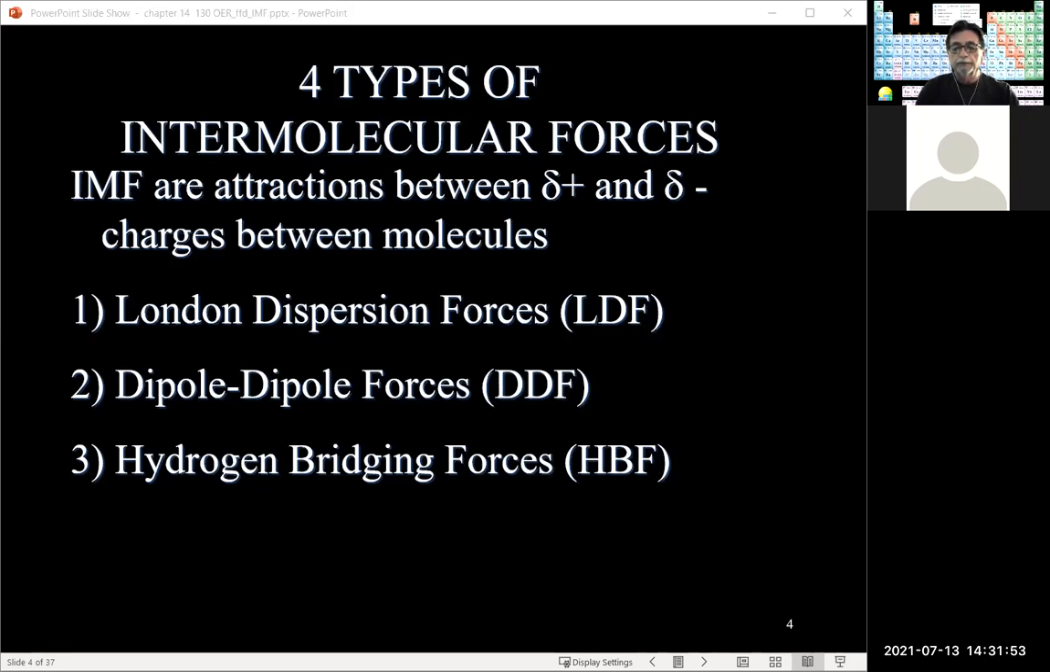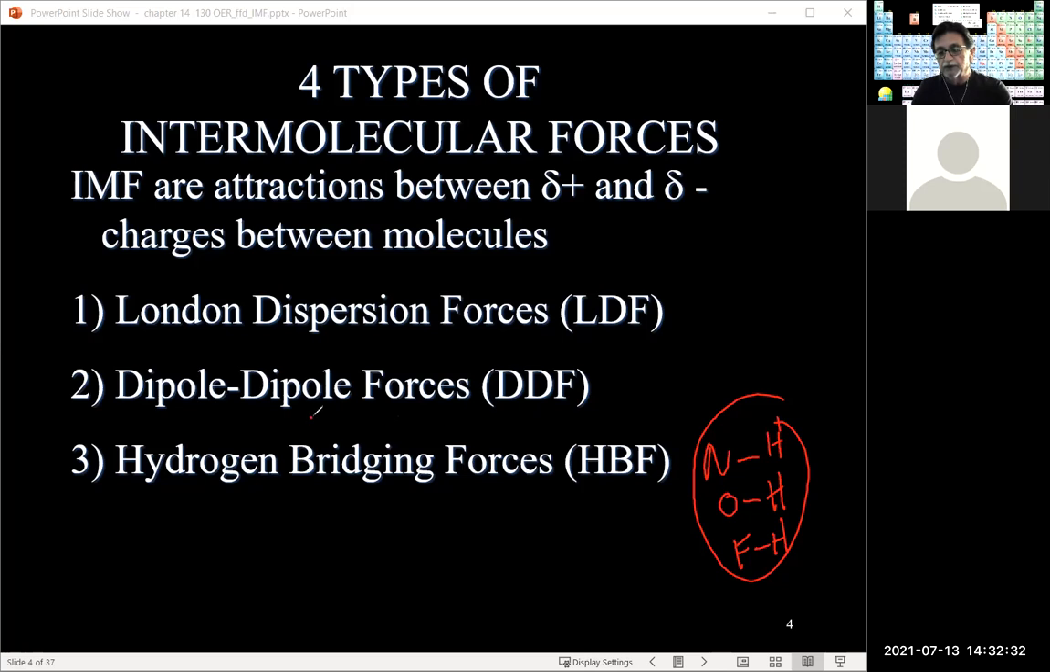fluorine. Okay? And so if I have nitrogen and I have bonded to it a hydrogen, like say ammonia, or I have oxygen bonded to hydrogen like water, or I have fluorine that's bonded to hydrogen like hydrofluoric acid, okay? Only in those scenarios is there a hydrogen bridging force in addition to the dipole-dipole force. However, because of those special conditions, they have their own special additional force, which is a little bit stronger than the dipole-dipole force. And those are called hydrogen bridging forces.